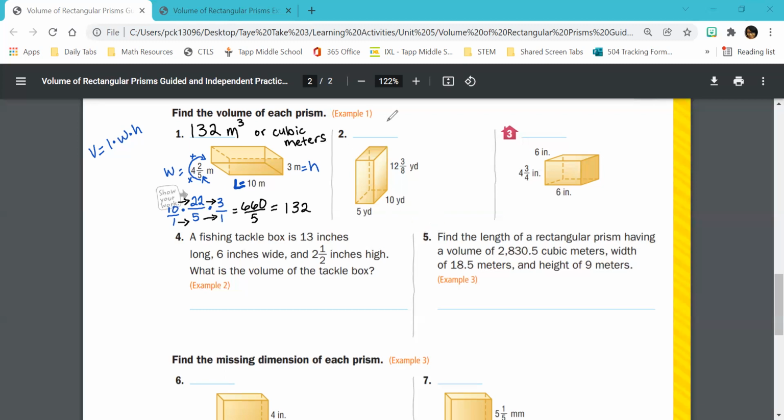Okay, so let's look at the next one. We have another rectangular prism. Let's go ahead and get everything labeled. So I see the length is our 5 yards. Our width is our 10 yards. And our height is our 12 and 3/8 yards. All right. So notice here we have a mixed number again.